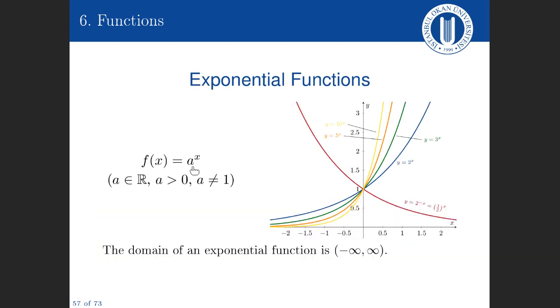Functions of the form a to the power x, where a is a real number, a is a positive number, and a is not 1, are called exponential functions. And the graphs look like this. If a is a number which is bigger than 1, then the exponential function will curve up. If a is a number which is between 0 and 1, like this red curve, we will get a graph which goes downwards.